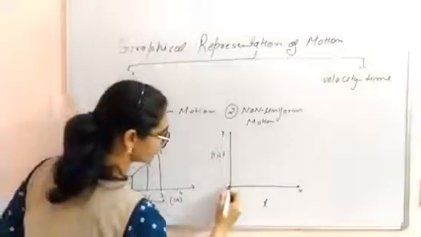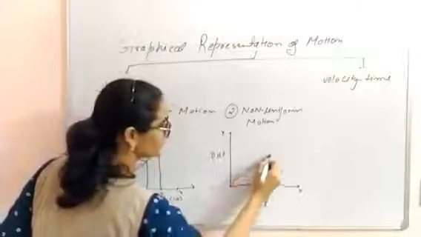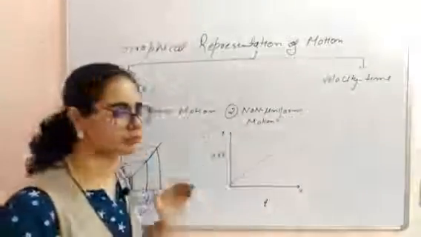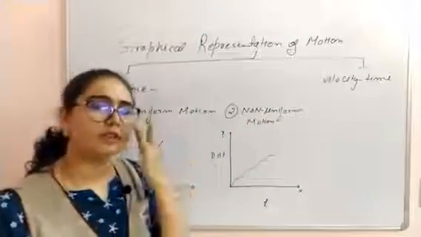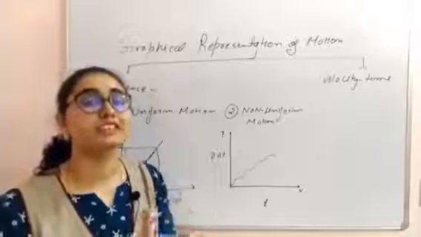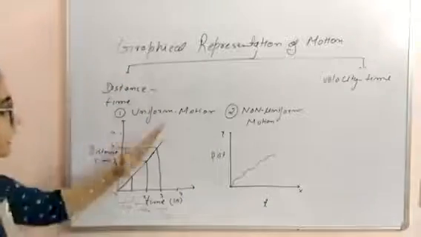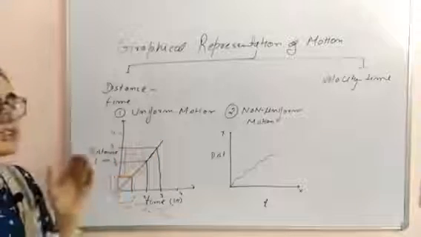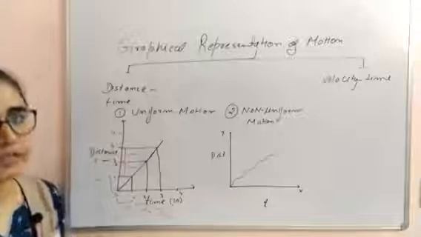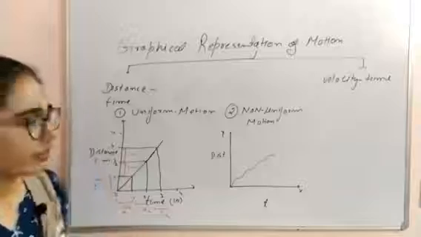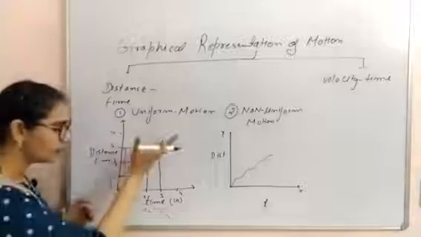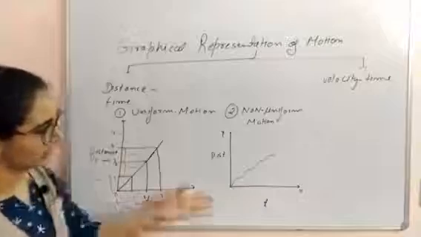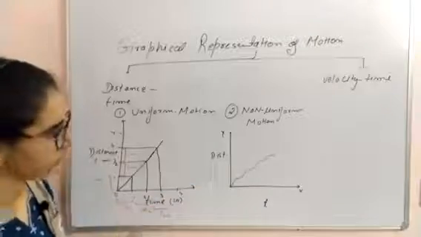So for such a type of motion, the graph could be like this, or in any manner. You can make a staircase type, you can make a curve. That could be a non-uniform motion in which we are not getting a slant, a perfect slope. If we are not getting a perfect slope, that means the motion is not uniform. And if we are getting a perfect slope, that means the motion is uniform, and here it is non-uniform. Clear?